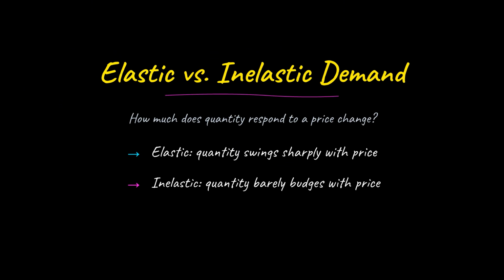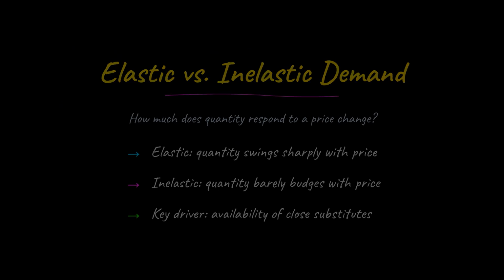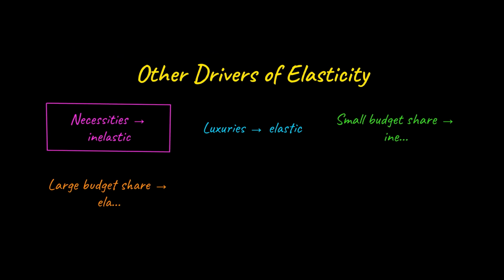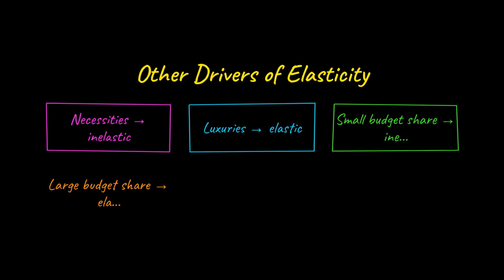The single biggest driver of which type you face is the availability of close substitutes. The more substitutes exist, the more elastic the demand. Substitutes aren't the only factor. Necessities tend to be inelastic while luxuries are elastic. Items that take a large share of a household's budget are more elastic than cheap ones. And over longer time horizons, demand grows more elastic as buyers find alternatives.